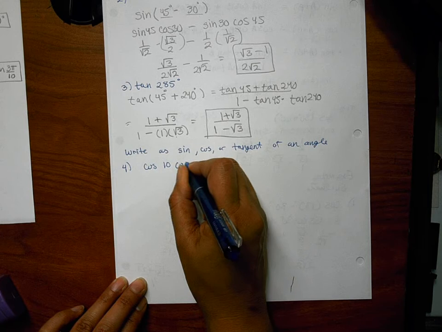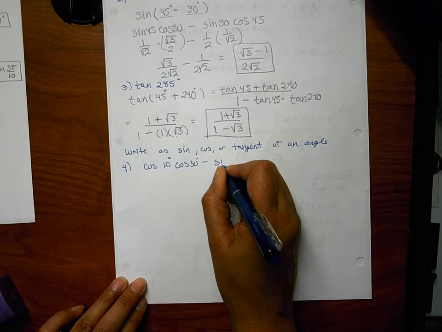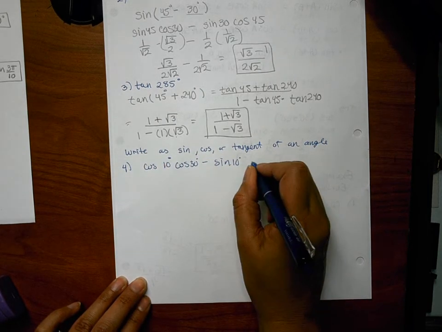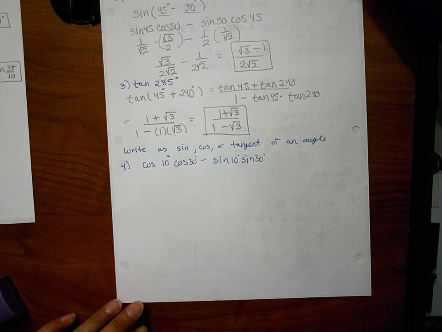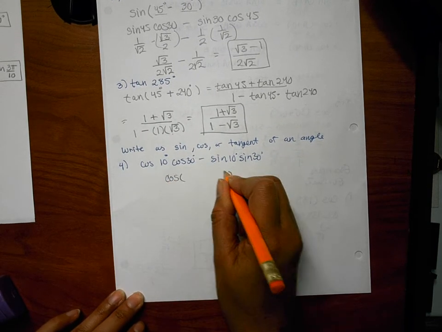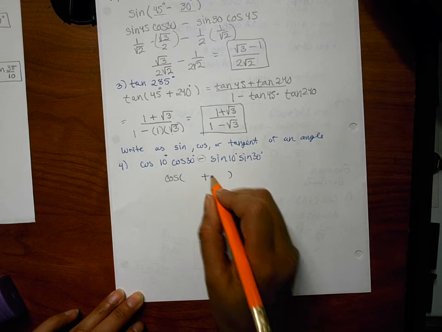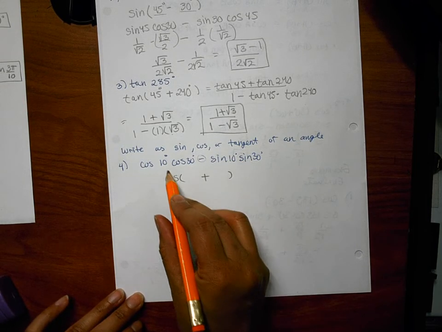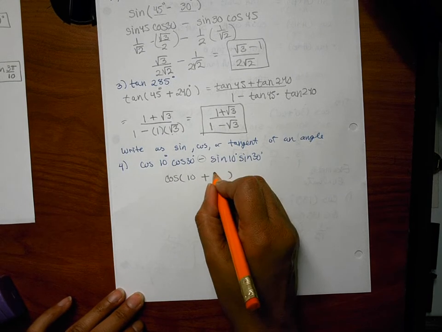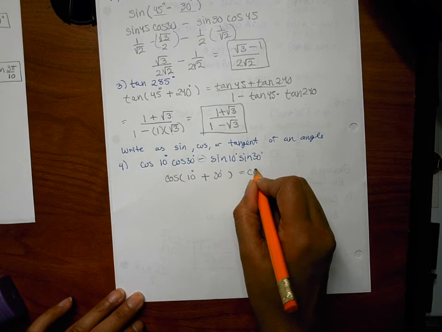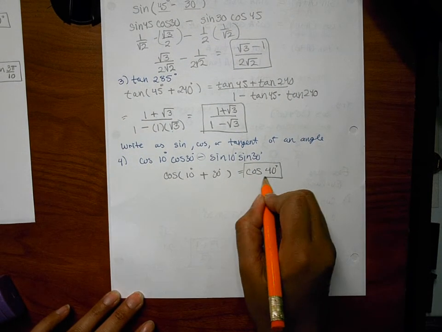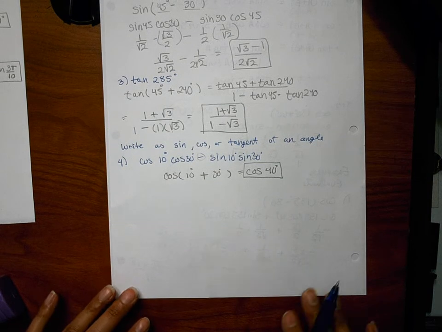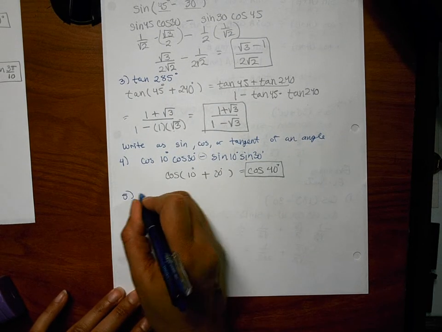Number 4, cosine of 10, cosine of 30, minus sine of 10, sine of 30. Okay, so we're going to condense it instead of expanding it. Cosines with cosine, sine with sine, that's the snobby one, which is cosine. And we know it's going to be plus because the minus becomes the opposite. Cosine of A plus B, my two separate angles are 10 and 30. So cosine of 10 degrees plus 30 degrees equals cosine of 40 degrees. 40 degrees is not a special angle, so I cannot go any further. That there is my answer.